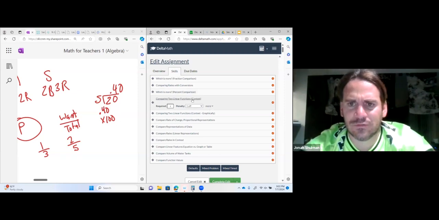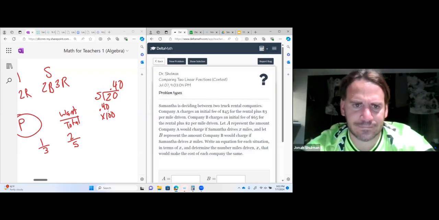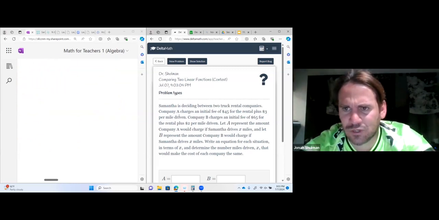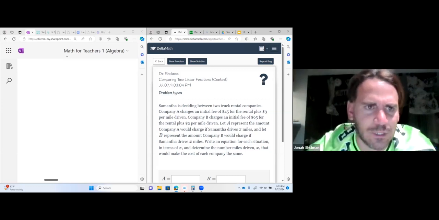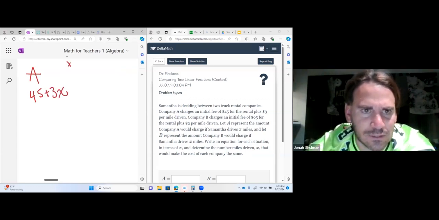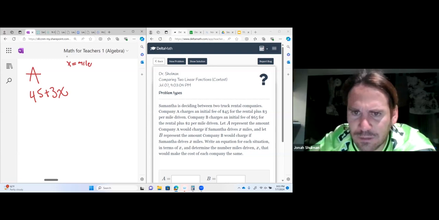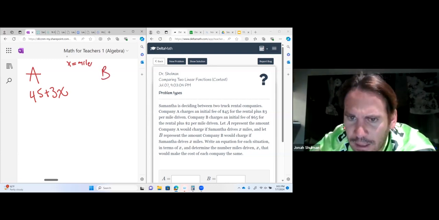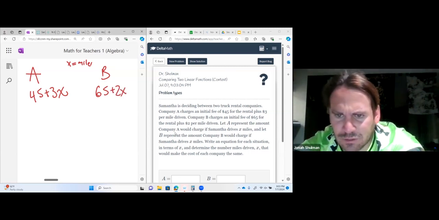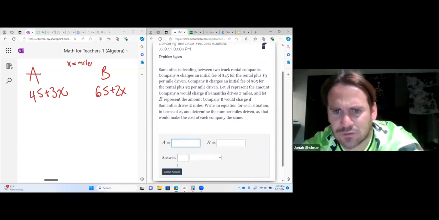All right, now we got some 2 linear functions. Let's see what we got. So we got Samantha deciding between 2 truck rental companies. Okay, let's figure it out. We got company A. It charges an initial fee of $45 plus $3 per mile, with X miles. All right, so now we got company B. And B is $65 plus 2X. Cool. Let A represent the amount of company A, and we have X, and let B be for company B. Okay, so we got the equations.